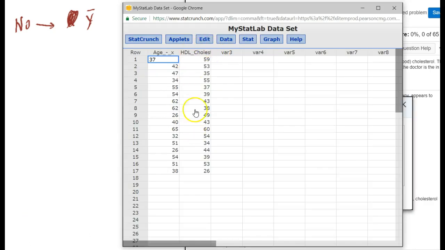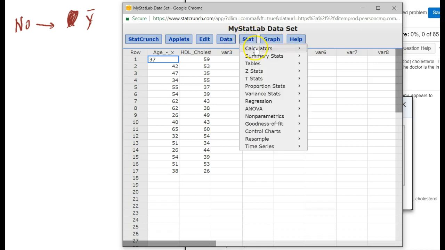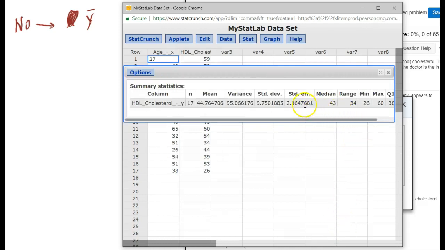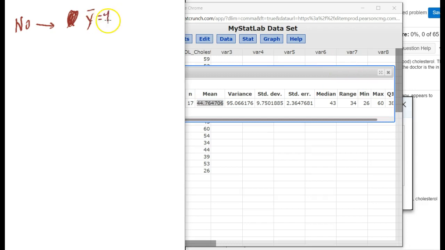So I'm just going to show you from here. I copied the data into StatCrunch, and just in case you're not sure how to find the mean, here are the Y values right here. So we want to find the mean of this. We'll go into summary statistics, columns, and we want to do the Y values only. And we're going to compute. Okay, so the mean is 44.76, rounded to 2 decimal places. That's how you find the mean.